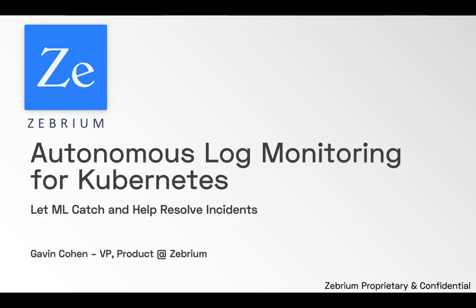We'll get started now. My name's Gavin Cohen, and what I'll do is I'll go through a brief presentation just to give you an idea of what we mean by autonomous log monitoring and how we can use it to automatically detect and help resolve incidents. And we focus on Kubernetes environments, which is a very interesting use case for this kind of technology. We'll follow that by a demonstration of the technology so you can see it live in action.